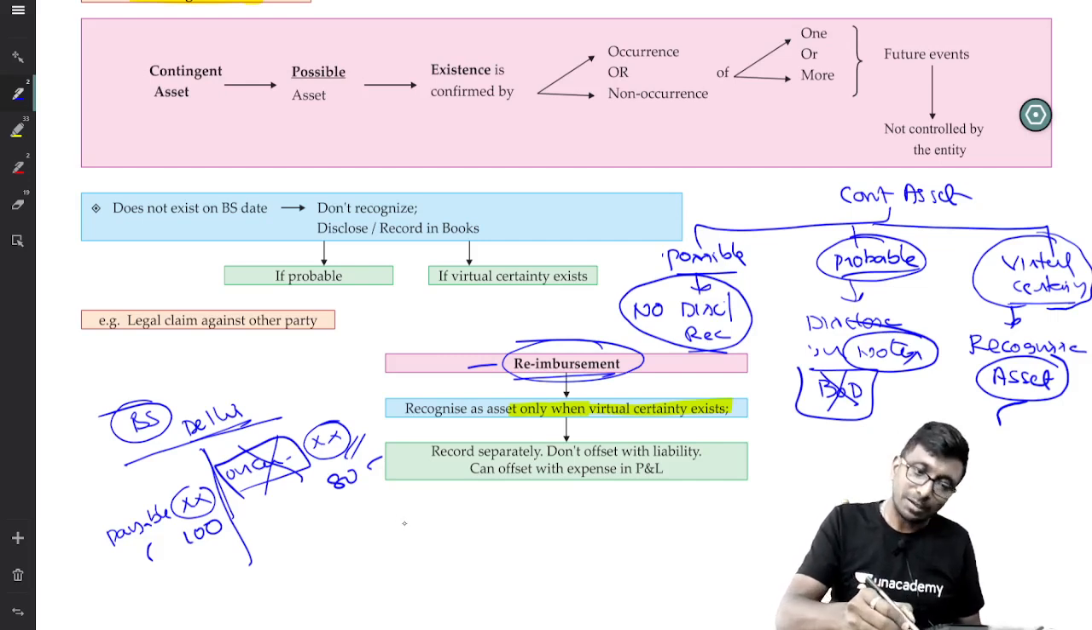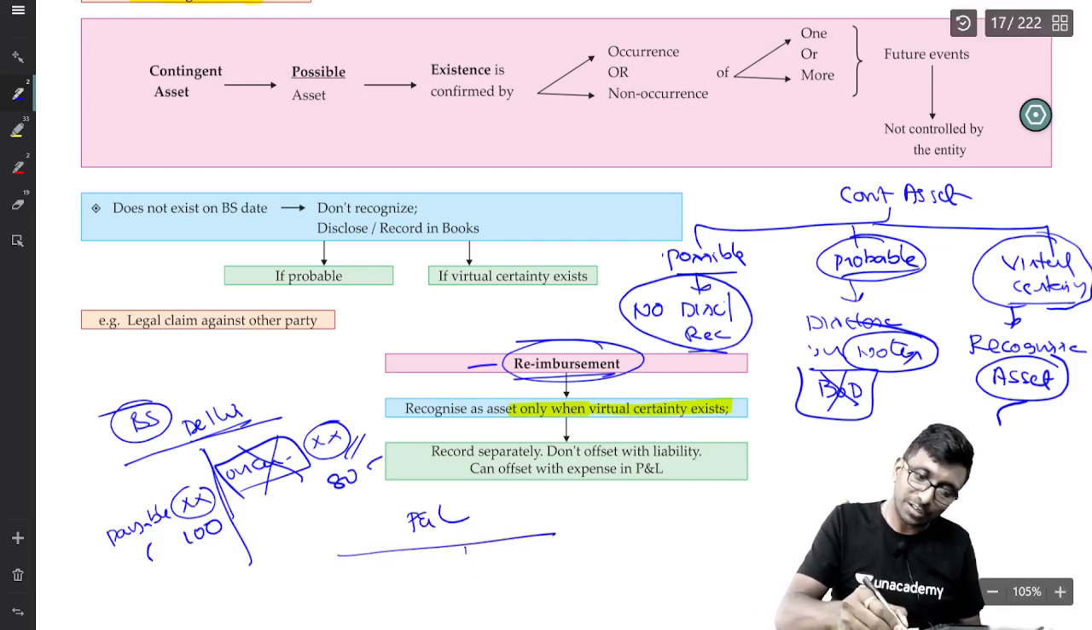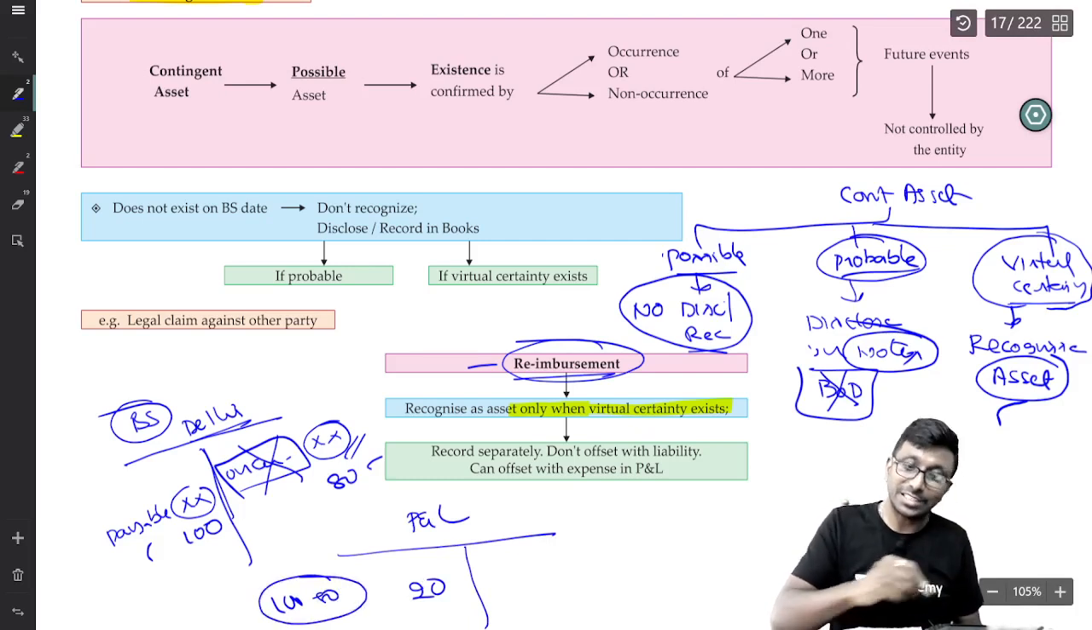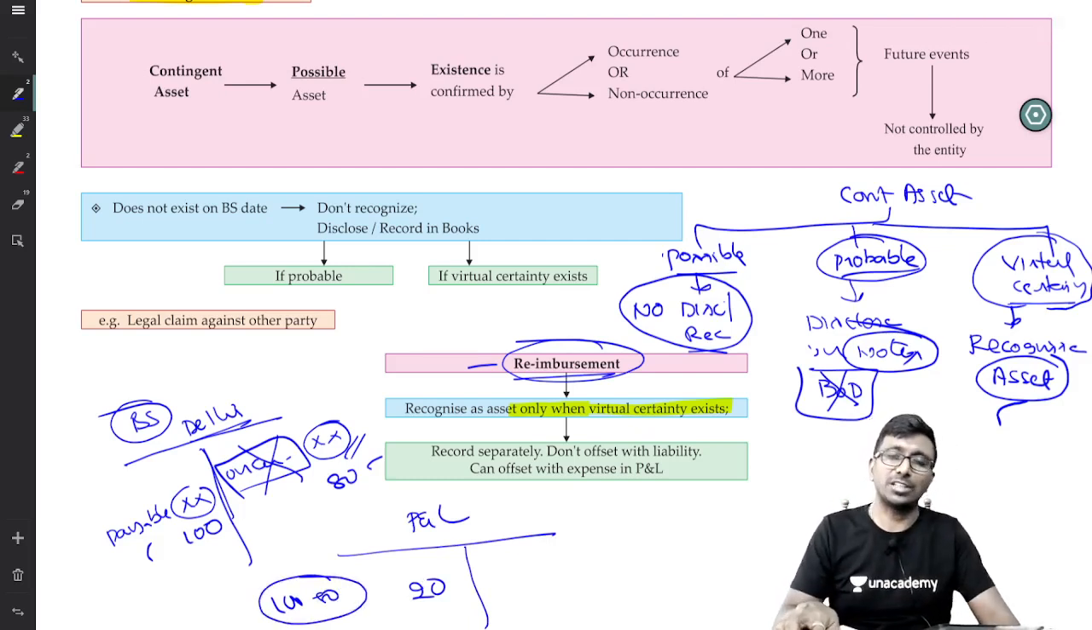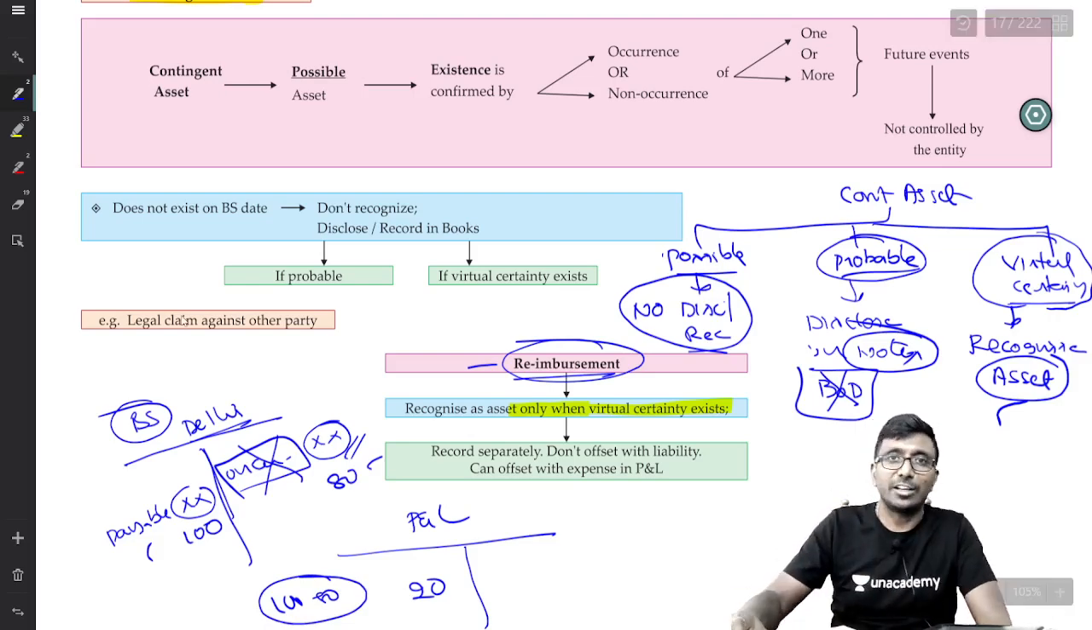But in the profit and loss, you can present 100 minus 80, netted off, because at the end of the day, the hotel expense I have to bear is 20, so 20 I can take to the P&L.